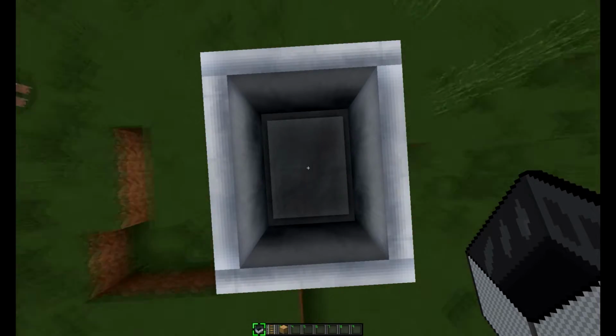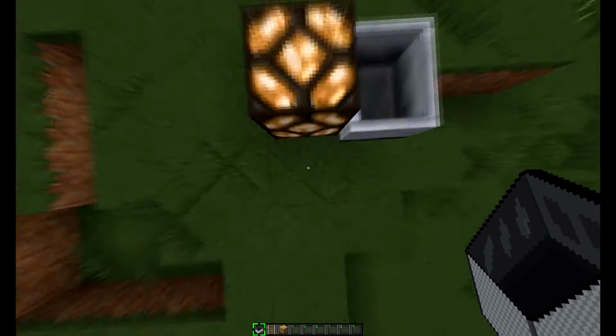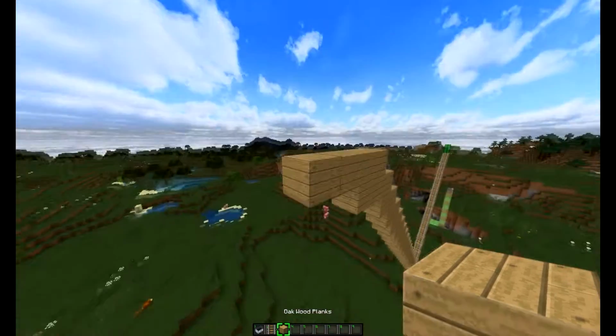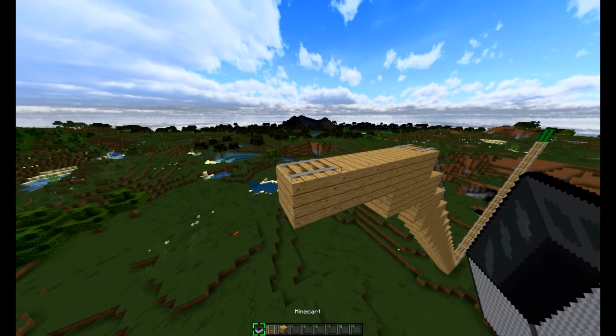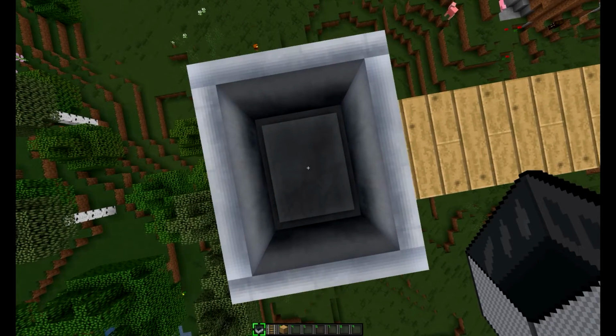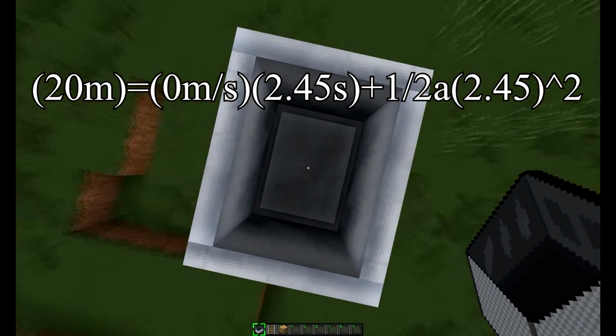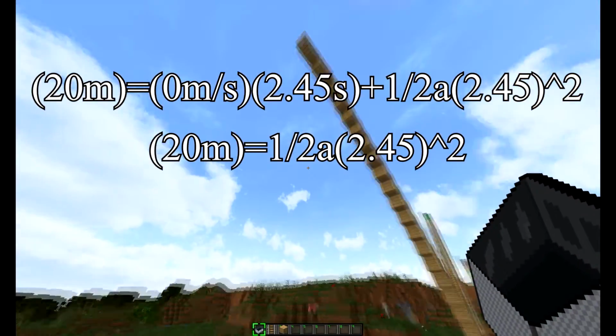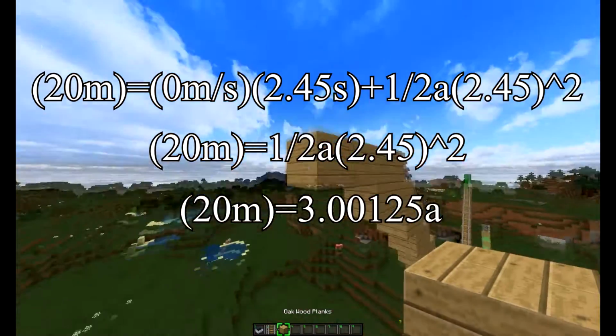I conducted this experiment by getting in a minecart 20 blocks off the ground, breaking the block below, and allowing the player and the minecart to free fall onto the ground below. I timed the fall multiple times, and the average time it took the player and the minecart to fall is around 2.45 seconds. By inputting these numbers into the equation, I was able to determine the acceleration due to gravity in Minecraft is 6.66 meters per second squared.